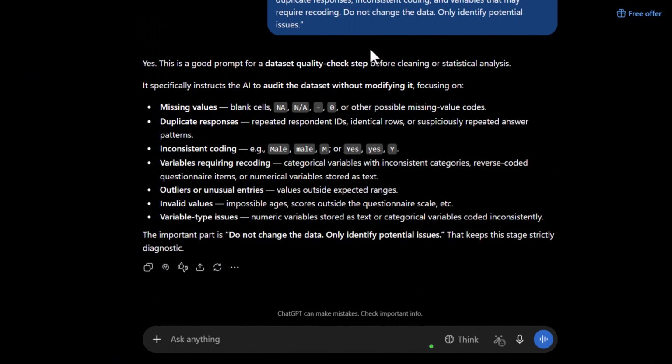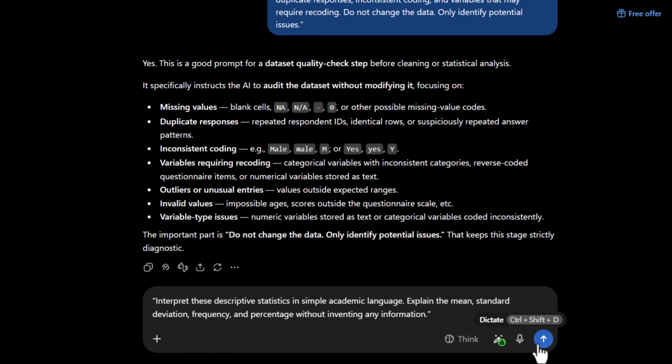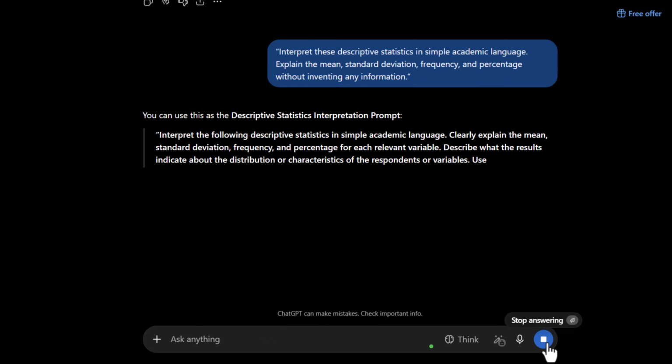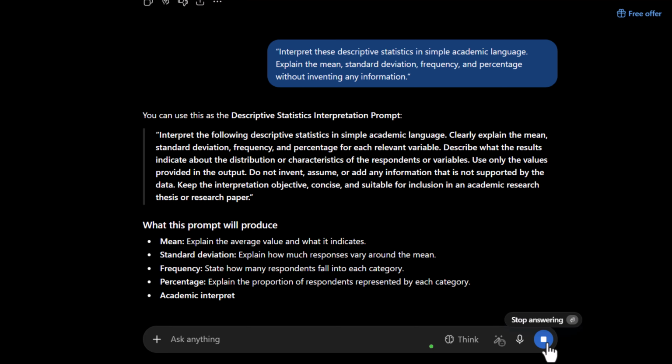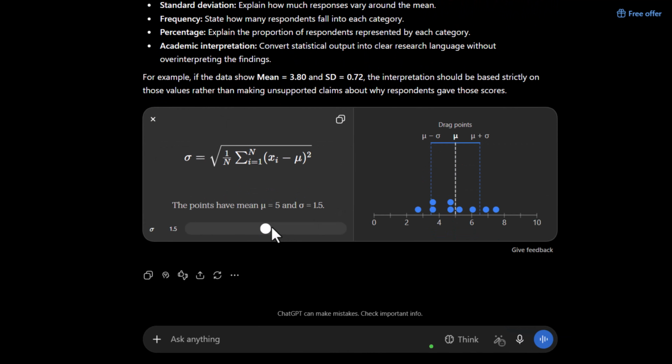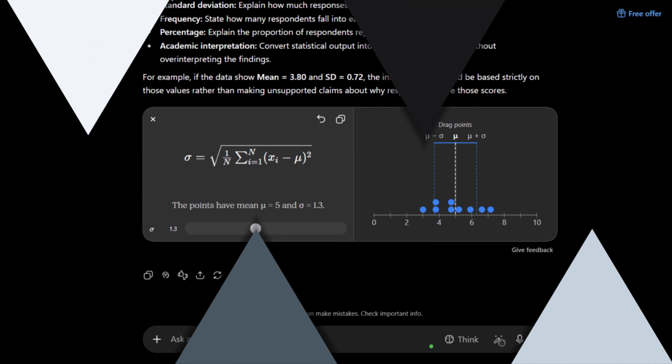AI can also help you understand descriptive statistics. You can provide your statistical output and ask AI to explain the results in academic language. Interpret these descriptive statistics in simple academic language. Explain the mean, standard deviation, frequency, and percentage without inventing any information.